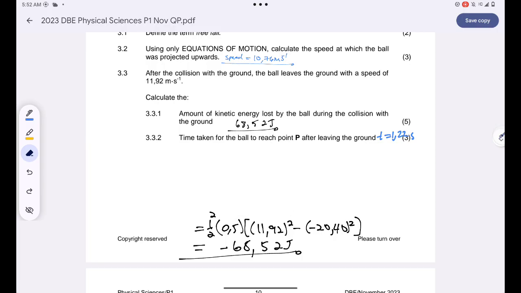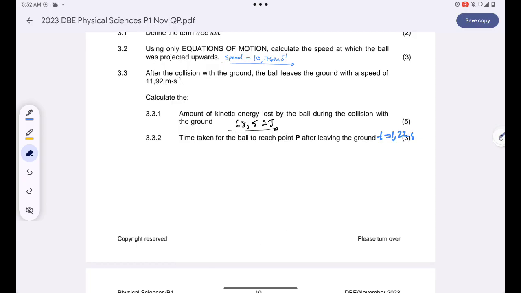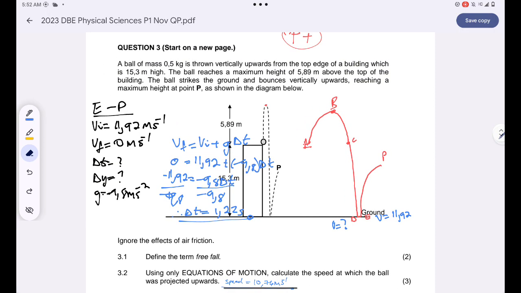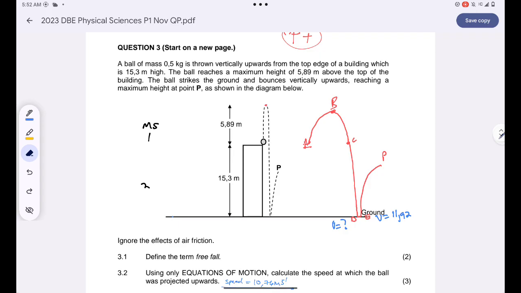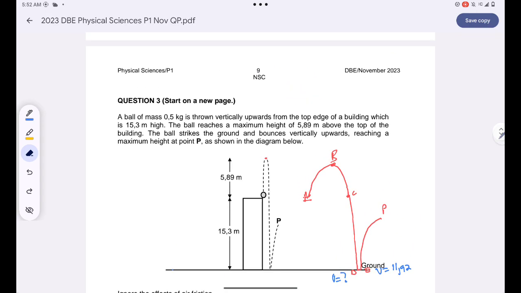Guys, I really hope you can see that vertical projectile motion is so easy. It's the easiest topic. You only deal with one force. It's unlike Newton's laws, where you're dealing with multiple forces. But funny enough, most learners find Newton's laws easy.